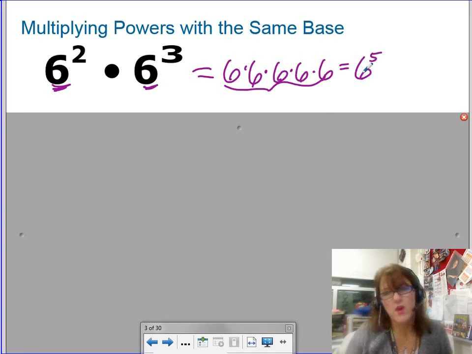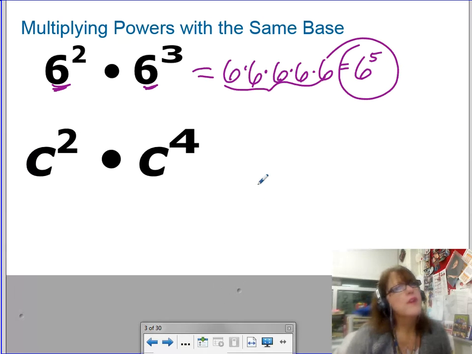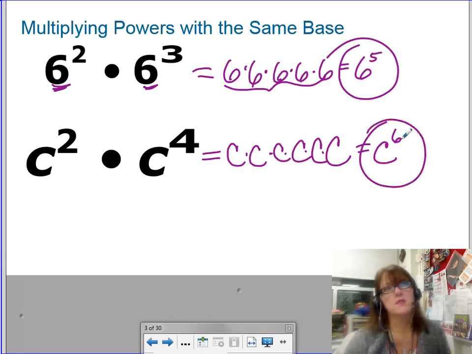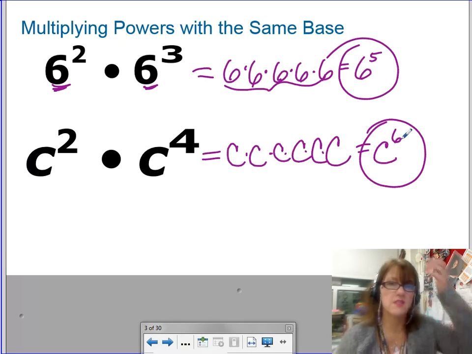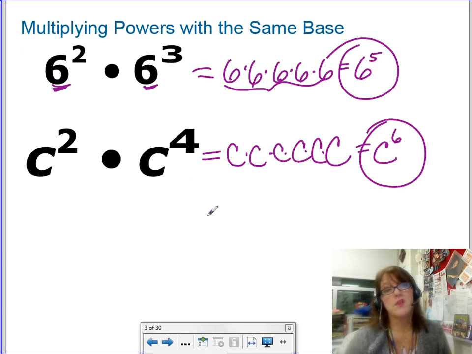Now, if you wanted to grab your calculator and crank out 6 to the fifth power, it's big, trust me. It's probably 7, 8,000, something like that. It's big. But what I'm really after is to write it in exponential form. What if you have a variable? C squared means C times C times C to the fourth, which is C, C, C, C. Well, we count all those up. 1, 2, 3, 4, 5, 6. This time I get C to the sixth power. And I have to leave this in exponential notation because I haven't given you any kind of value to substitute in for C. So that's as simplified as we can make it right there.